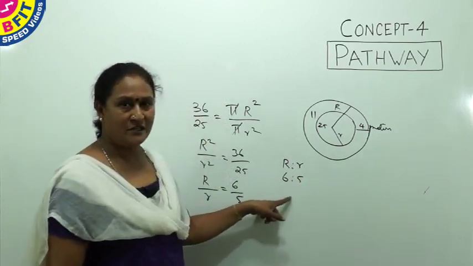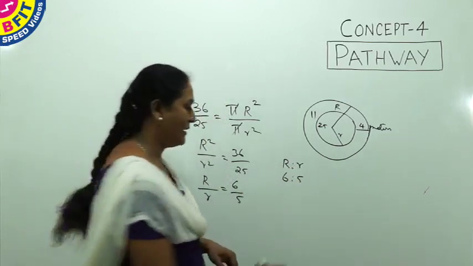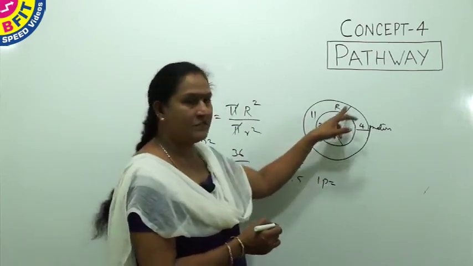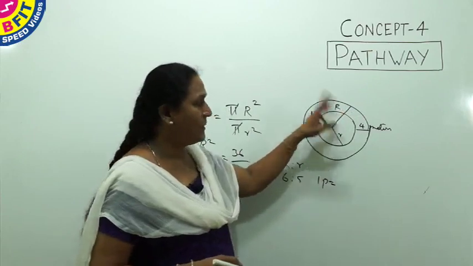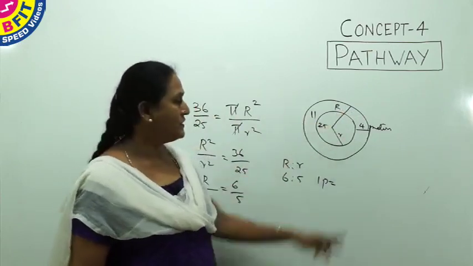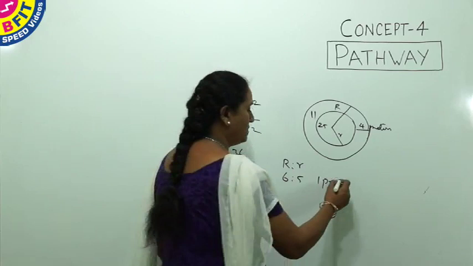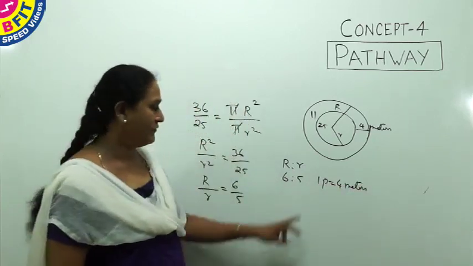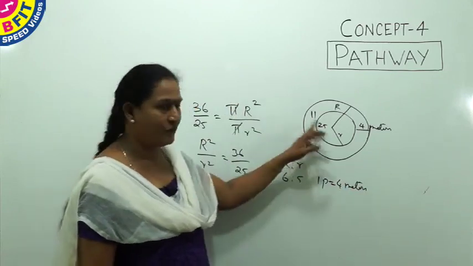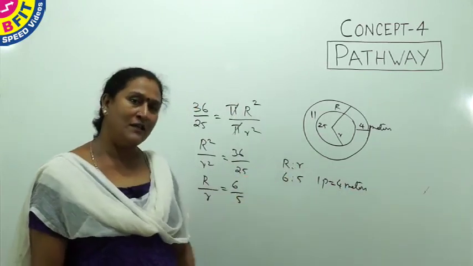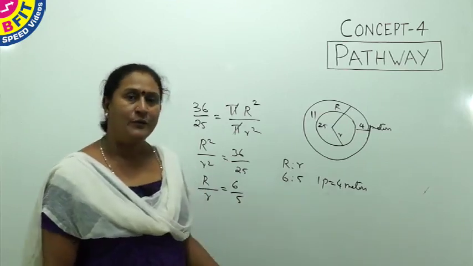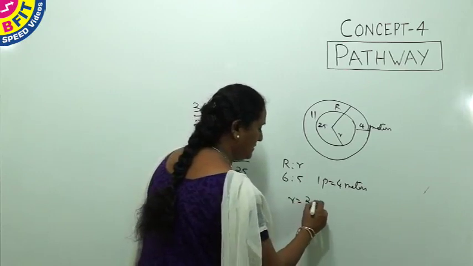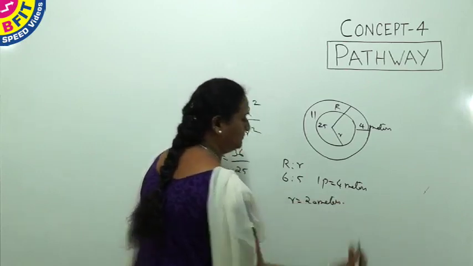And what is the difference in parts? 6 minus 5, only one part. And what is the value of this one part? It is the actual difference between the bigger radius and the smaller radius, which is equal to 4. So one part is 4 meters. Now how many parts do we need? 5 parts. So we need the radius of the pool, which is 5 parts. And now what will be the answer? 5 into 4, 20 meters is the radius. So the radius is 20 meters.